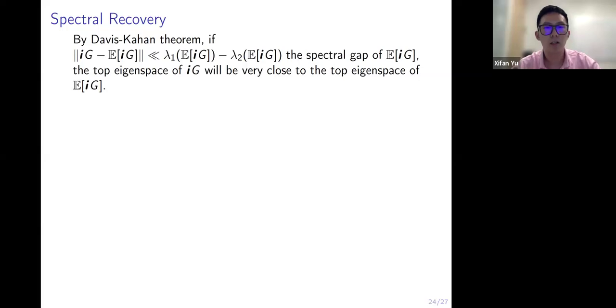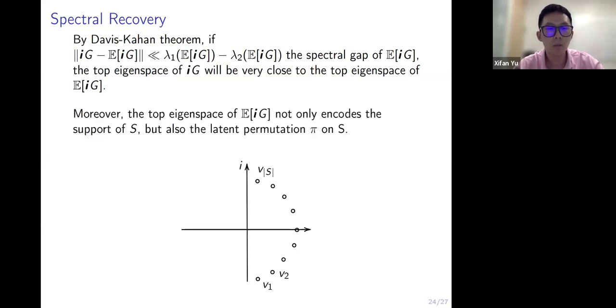By the Davis-Kahan theorem, if the spectral norm of the random part is much smaller than the spectral gap of the deterministic matrix, the expectation of I times G, the top eigenspace of I times G will be very close to the top eigenspace of the expectation of I times G. And moreover, the top eigenspace of I times G not only encodes the support of S, but also encodes the latent permutation pi of S.